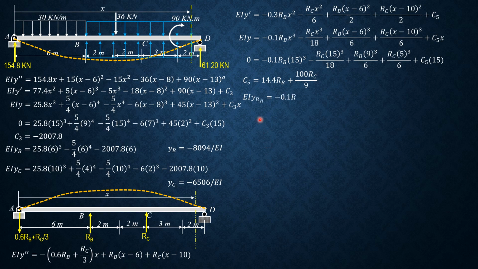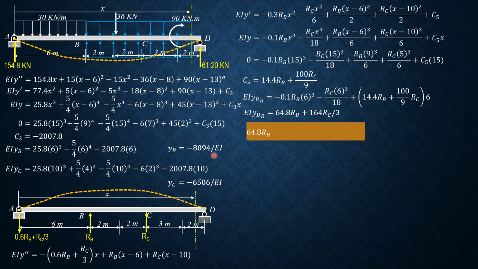So EIYB due to reaction is equal to negative 0.1 RB times 6 cube, into this equation when X is 6, minus RC 6 cube over 18, that is 0, that is ignored, then plus C sub 5, which is 14.4 RB plus 1000 over 9 RC, times X, which is 6. So in terms of reactions, EIYBR, deflection at B due to reaction, is 64.8 RB plus 164 RC over 3. Adding YB equals 0, the first equation is 64.8 RB plus 164 over 3 RC equals 1894.